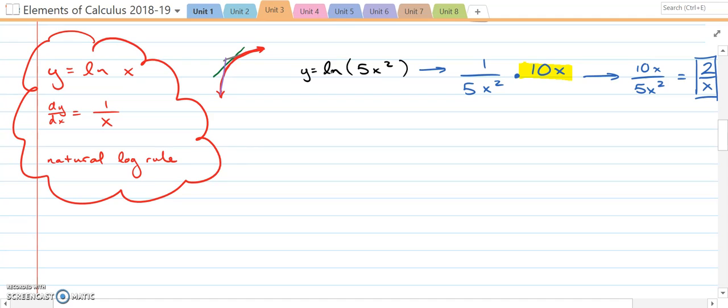So what you're looking at in this particular situation is when we're talking about ln's, you may have more steps to go. You may have to go and simplify something, but the basic idea is there. The ln becomes 1 over x.